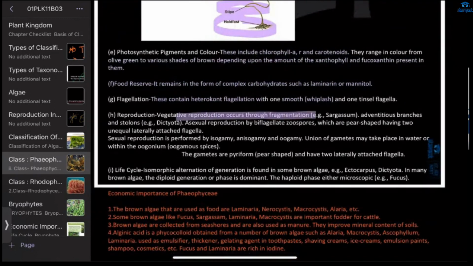Reproduction again by fragmentation, then adventitious branches are seen. Asexual reproduction by flagellate zoospore, and sexual reproduction by isogamy, anisogamy and oogamy. Then the life cycle again, I will skip this part.